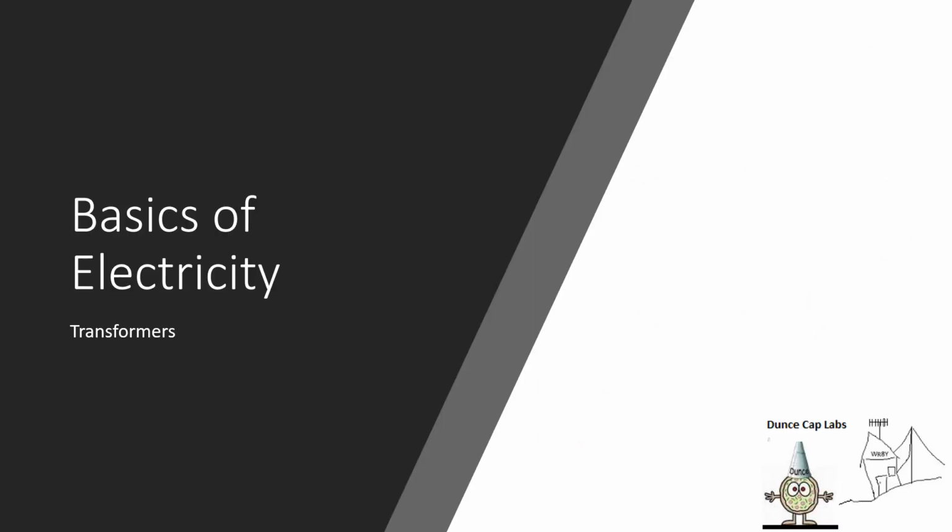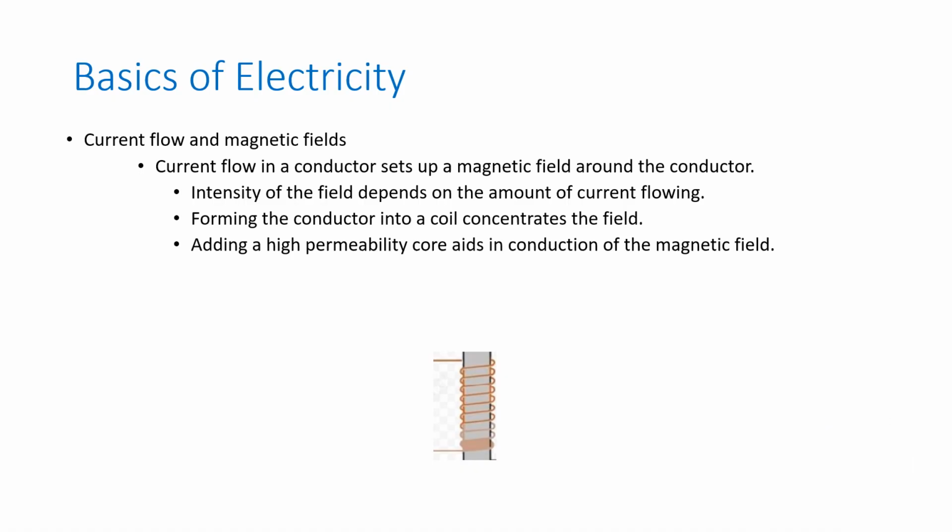So let's talk about transformers. We know that current flow sets up a magnetic field around the conductor. We know the intensity varies depending on how much current is flowing. But what if we formed the conductor into a coil? This is going to concentrate the field that is inside the coil, in the gray area.